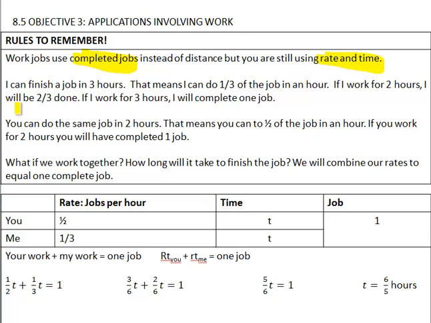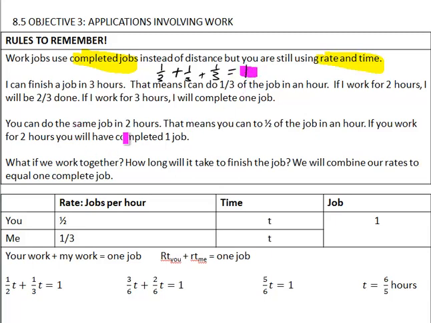Now, if I can finish a job in 3 hours, that means I can do 1/3 of the job in an hour. That means 1/3 for the first hour, 1/3 for the second hour, 1/3 for the third hour. That's one job in 3 hours. If I work for 2 hours, I can do 2/3 of it. If I work for 3 hours, I'll have 3/3 of it and I'll be completely done, or 1.